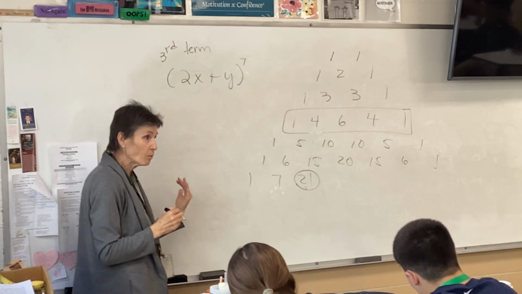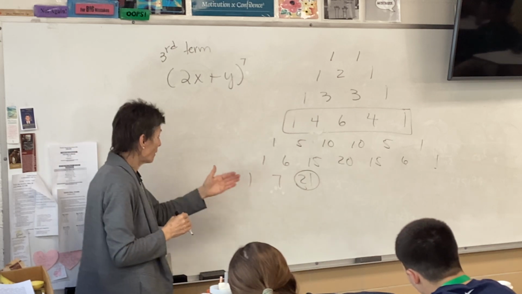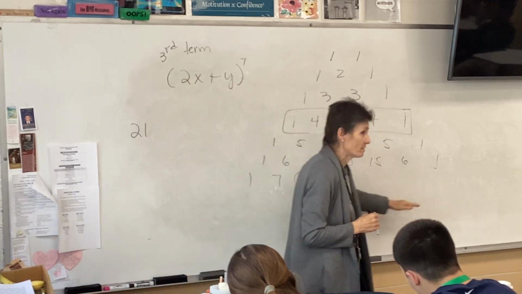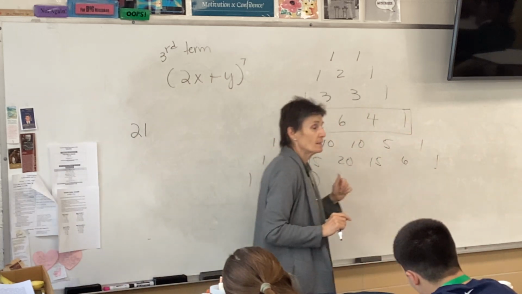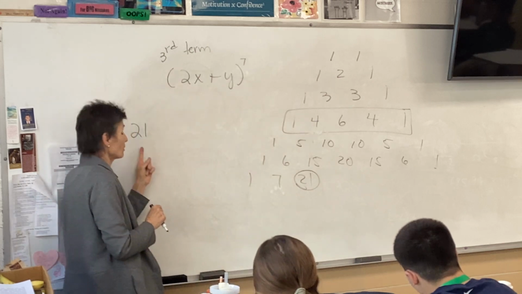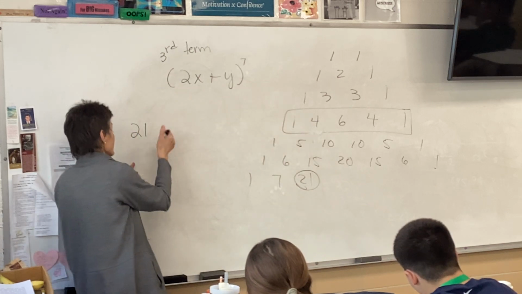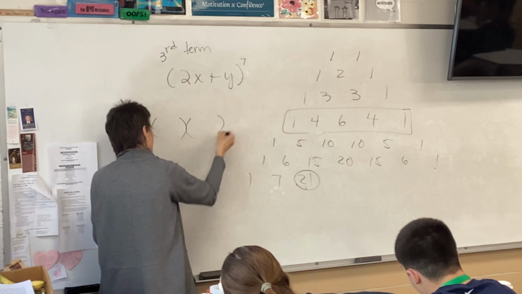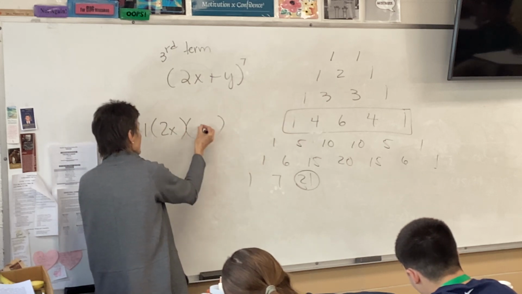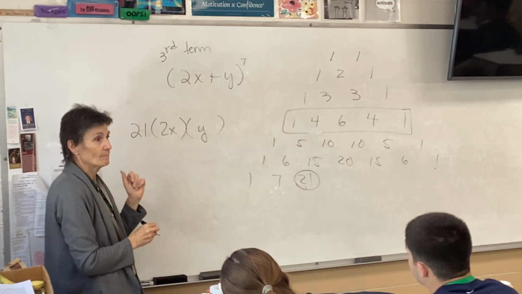If I were doing the whole thing, like I did in the last problem, I would have to write down every single one of these numbers, and it would go on a long time. I don't want to do that this time. I only want the third one. Next to every number, including the 21, will be a 2x and a y.